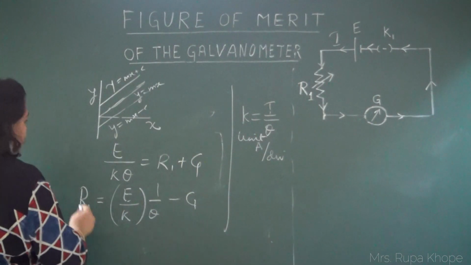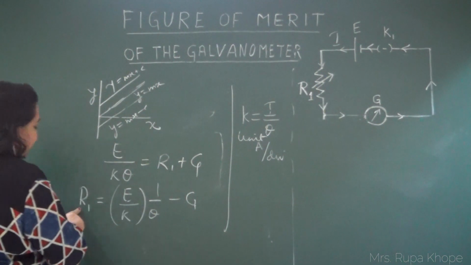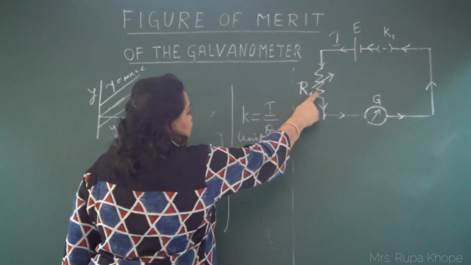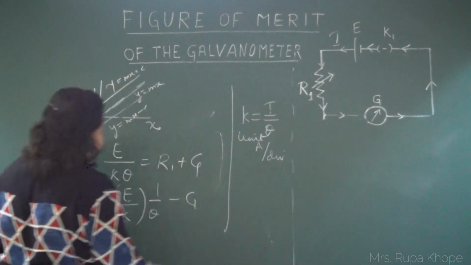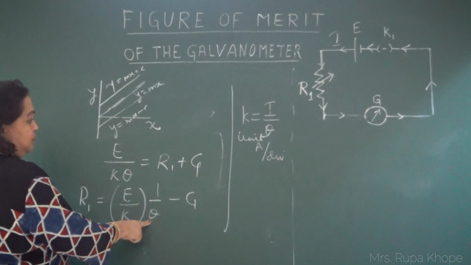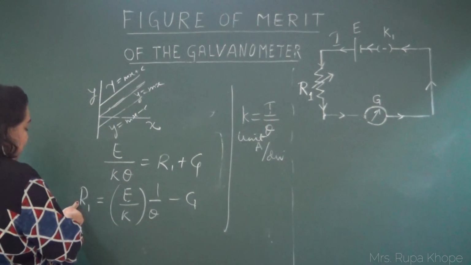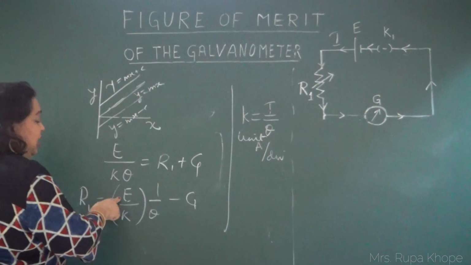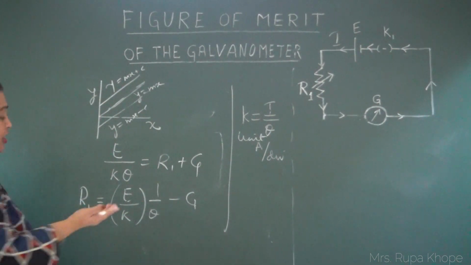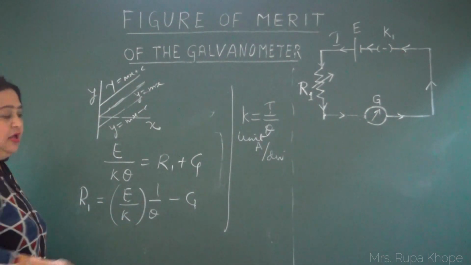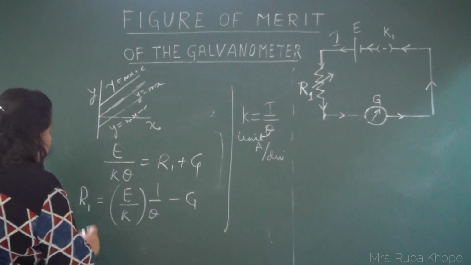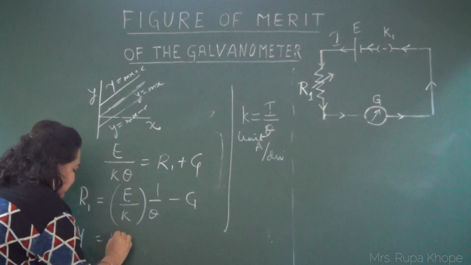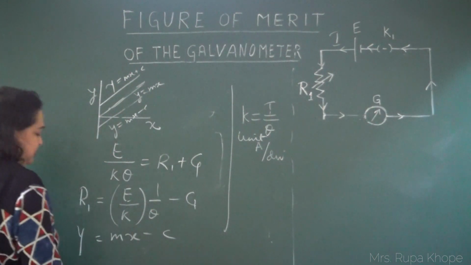Now look here. In this experiment, R1 is a variable. So we take different values of R1 and find out the value of theta in the observation table. So R1 is a variable and theta is a variable. E is a constant for that cell. K is also a constant and G is also a constant. So I can compare this particular equation with Y is equal to mx minus c.